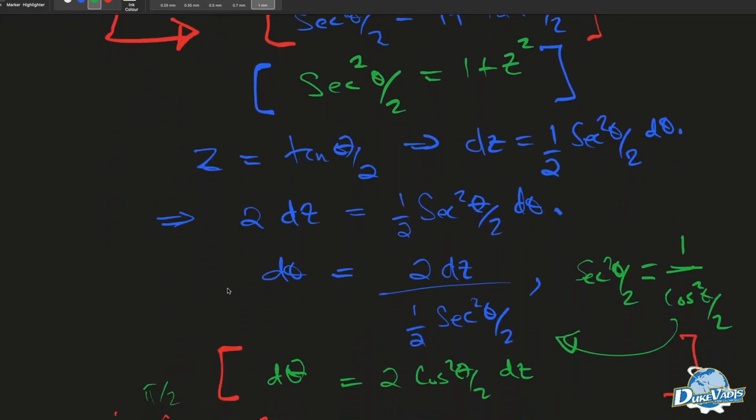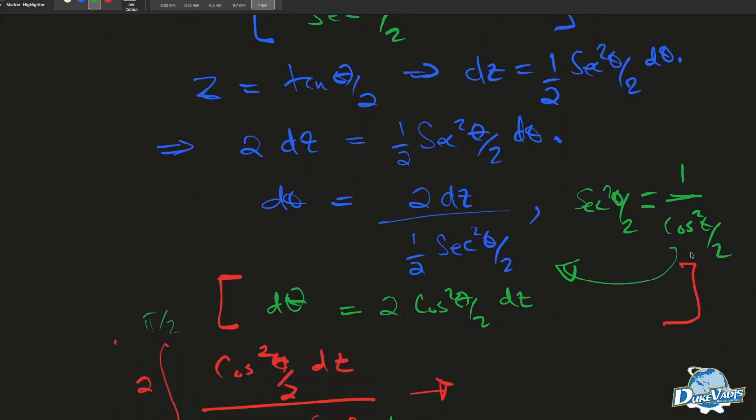Okay, after that, we differentiated the z, which we assumed to be tan theta over 2. Then we had dz to be equal to half sec squared theta over 2 d theta. Also, our assumption was sec squared theta over 2 is 1 over cos squared theta over 2. So when we simplify everything, we ended up with this.